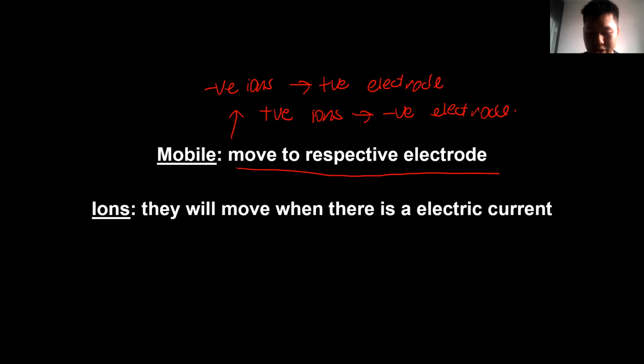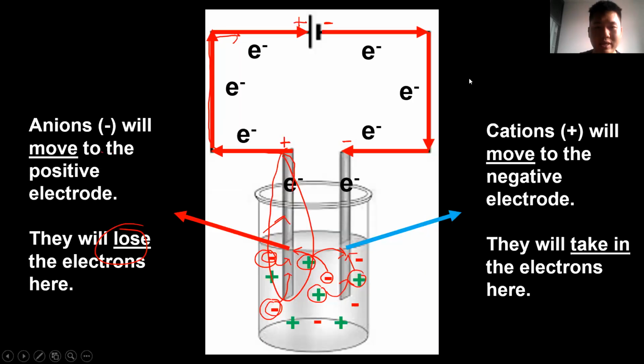So let's say we have a battery over here. If this is the positive terminal, this electrode will become the positive electrode. So it will attract the negative ions to the positive electrode. That is why we need ions to be there, so that they can actually move to the electrode.